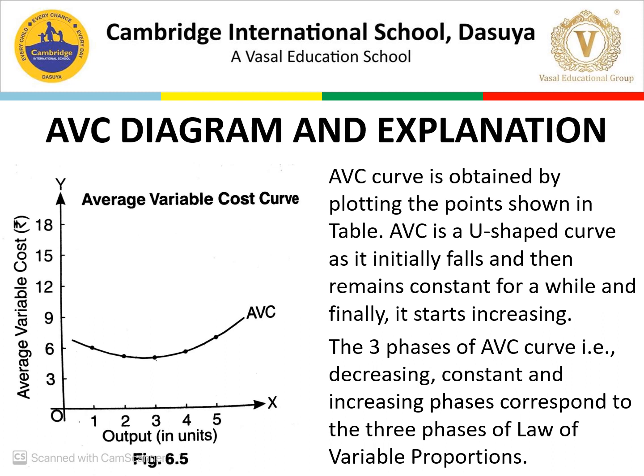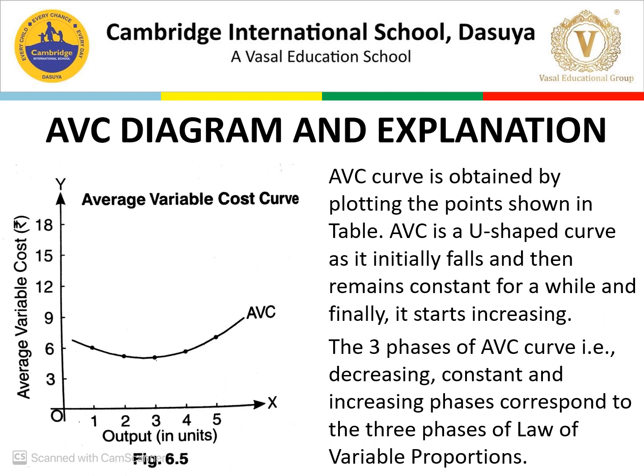So what we have to explain in this: the AVC curve is obtained by plotting the points shown in the table. From the table, we are just using all the points. AVC is a U-shaped curve as it initially falls. The same thing I said: first it will fall, then it remains constant. It becomes constant at this point. At the second, third and fourth points, look, it is constant for a while, and then finally it starts increasing. After the fourth point it will start increasing.